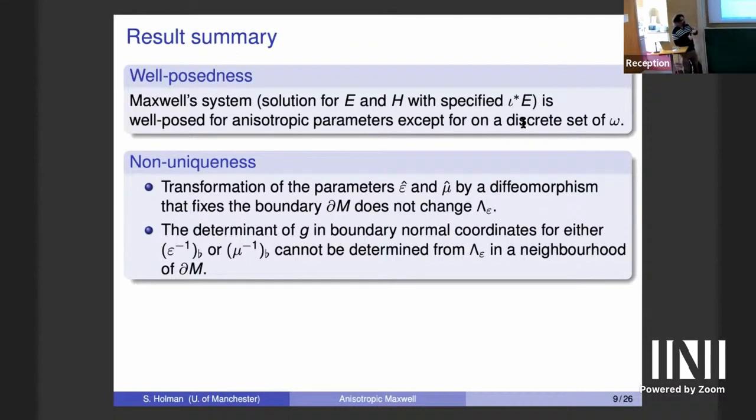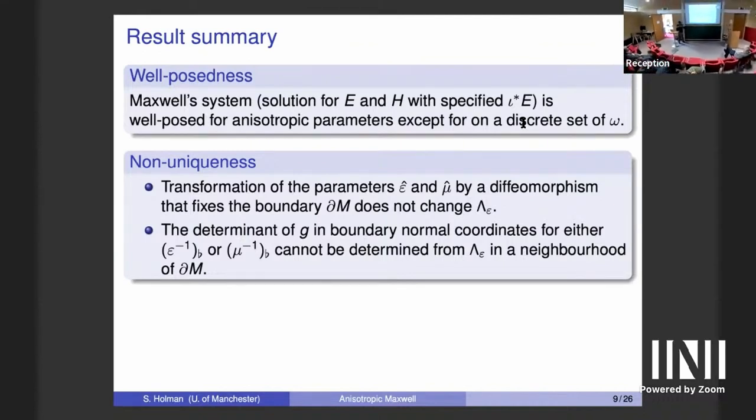Epsilon and mu transform this way under the map. This is a standard thing that comes up in the geometric inverse problem. There's one other thing about non-uniqueness, which is related to whether or not we could determine the epsilon and mu, the 1-1 tensors. The top one is about determining epsilon hat and mu hat, the things we get when we eliminate G from the equation. But you might want to ask if we can determine the ones that are originally in the equation, the 1-1 tensors.